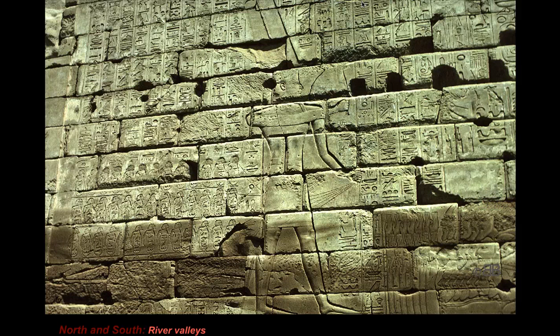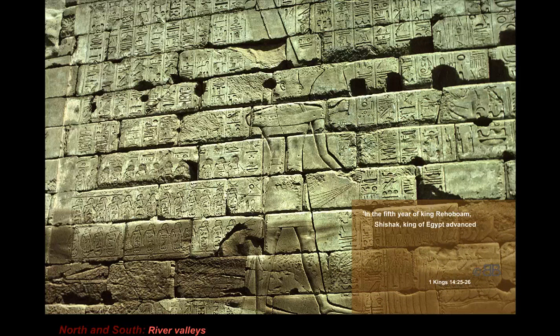The biblical book of Kings tells us that Shishak's campaign occurred soon after the time of King Solomon and his wealth-gathering reign. In the 5th year of King Rehoboam, Solomon's son, Shishak, king of Egypt, advanced against Jerusalem. He took the treasures of the Lord's temple and the treasures of the king's palace. All of it he took.